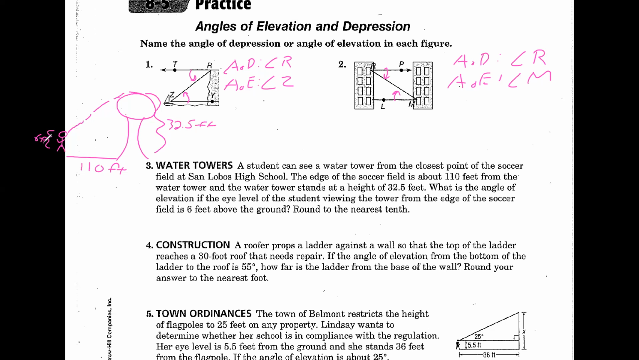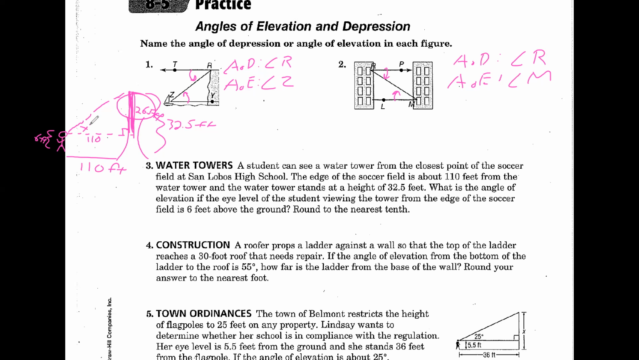Now, do I have a triangle right now? Not exactly, but if I just draw a horizontal line here, this is the right triangle that I need. Now, this distance is the 110. The entire height of the water tower was 32.5. I need to subtract off the 6. So this is 26.5 feet for this side of my triangle, right? Again, that's the piece I'm using. I'm not using the whole thing, just that part of it. And they wanted the angle of elevation. So that's going to be my X.